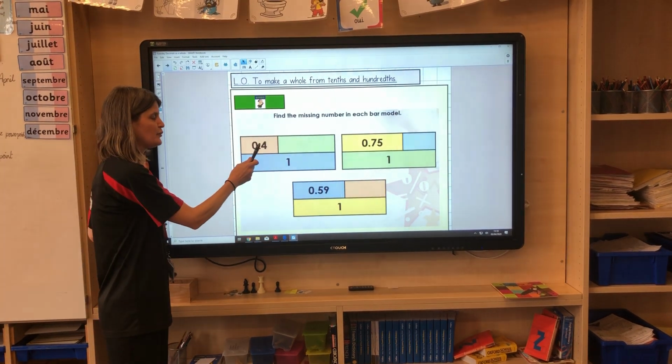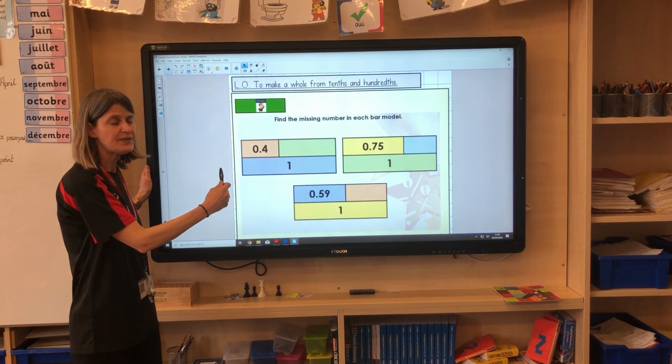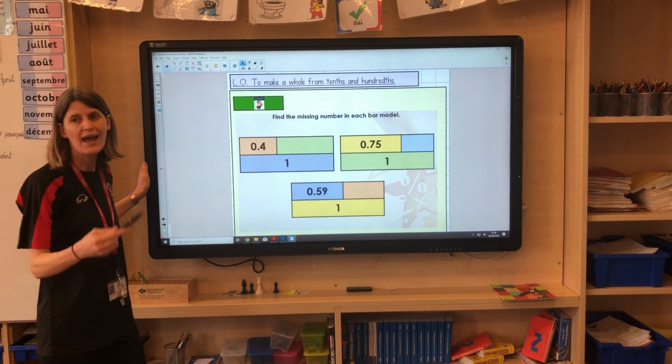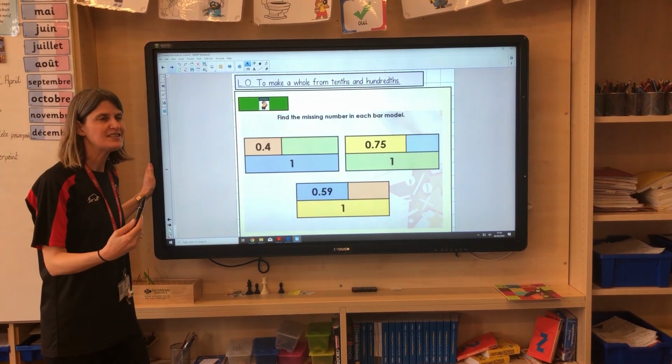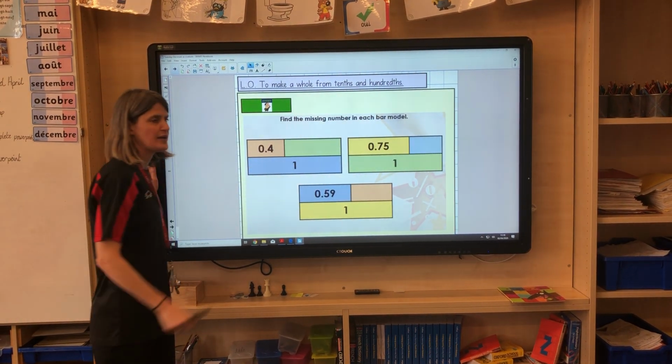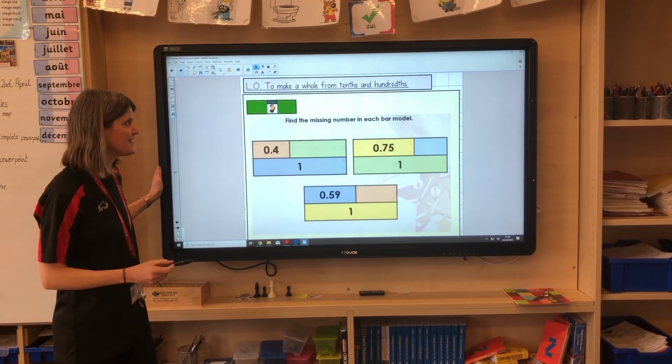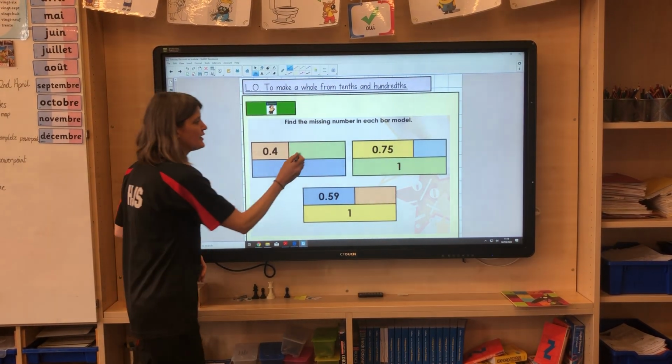Now I know that 0.4 is worth 4 tenths, and one whole's worth 10 tenths. So how many tenths do I need to fill in my gap? I need 6 tenths, and I'd write that as 0.6.